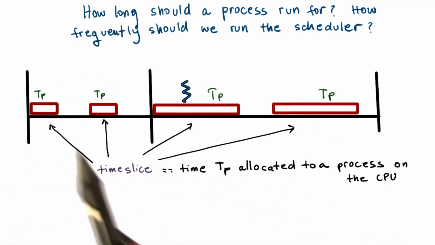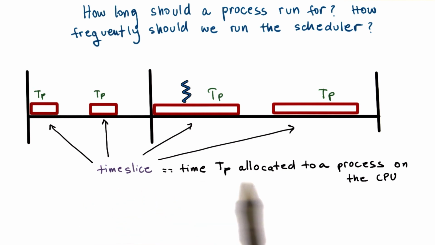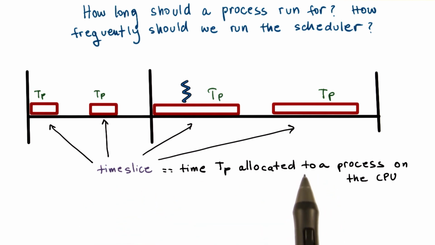In these examples, TP refers to the time that's allocated to a process that has been scheduled to run, and so the time that that process can consume on the CPU. We refer to this time as the time slice.